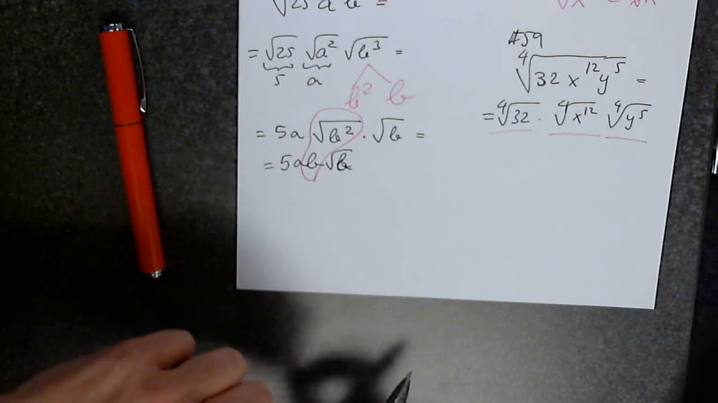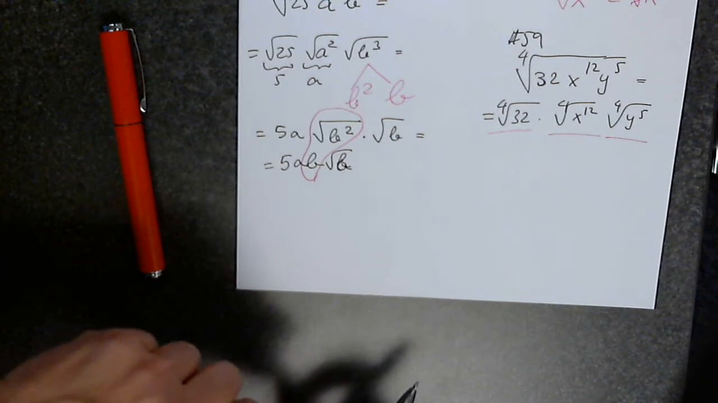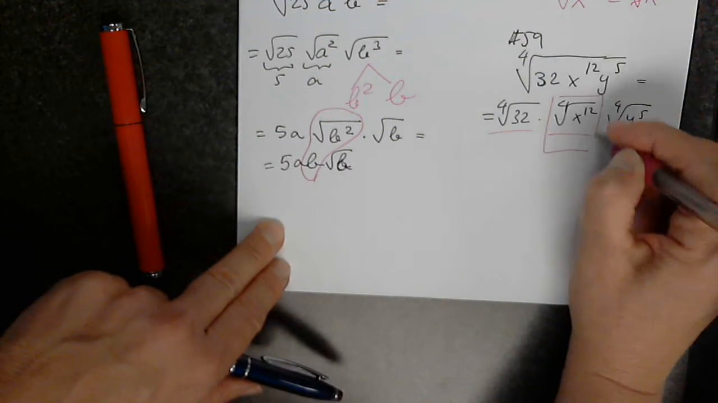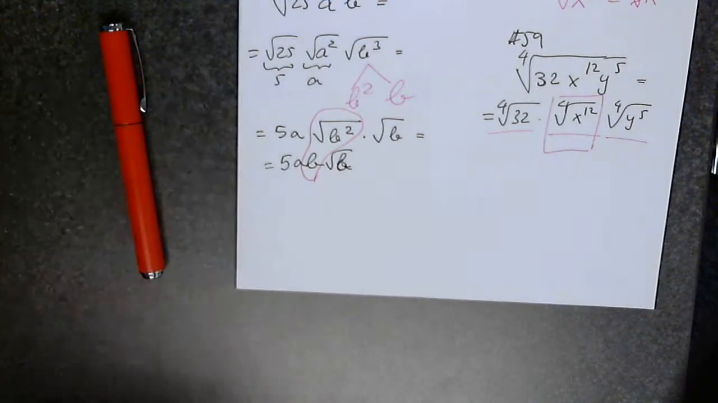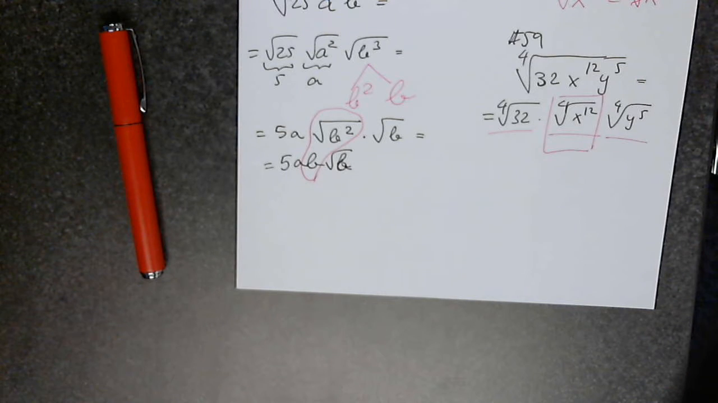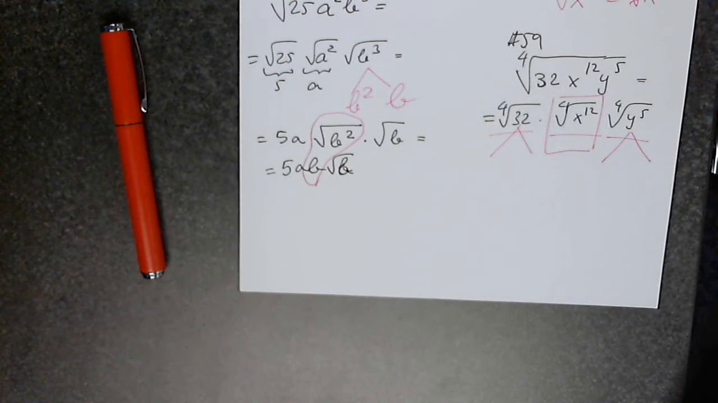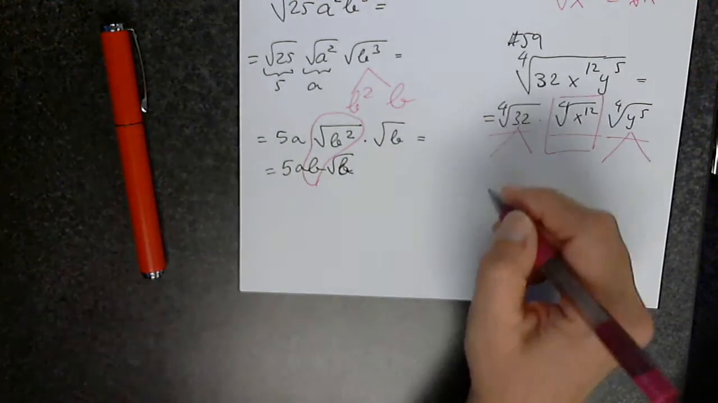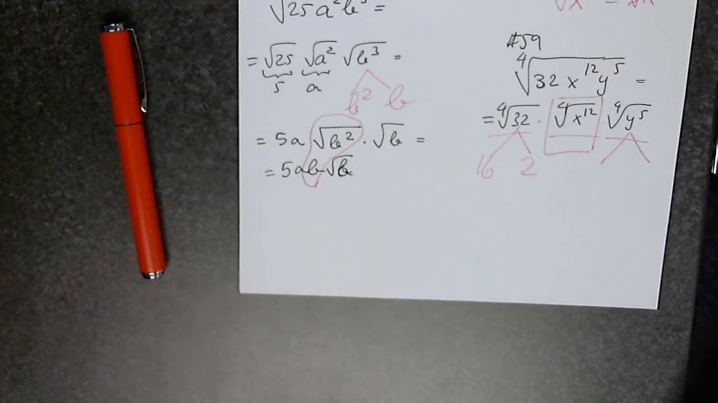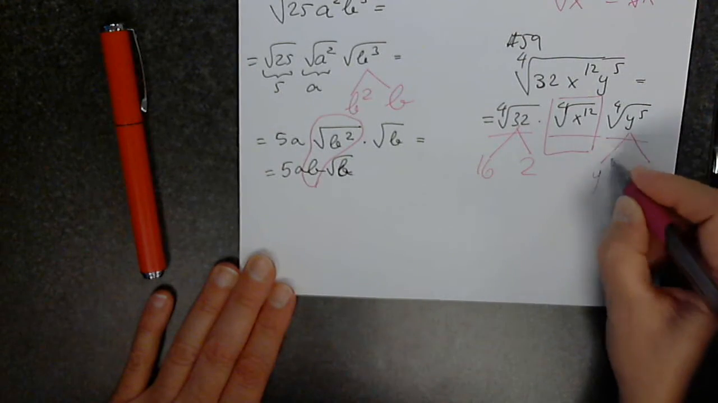Which one? The one in the middle. This is the only friendly one. The other two need work. So what would you say about 32? Excellent. What would you say about y to the fifth? Y to the fourth and y.